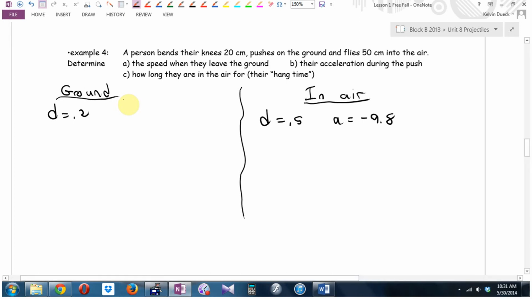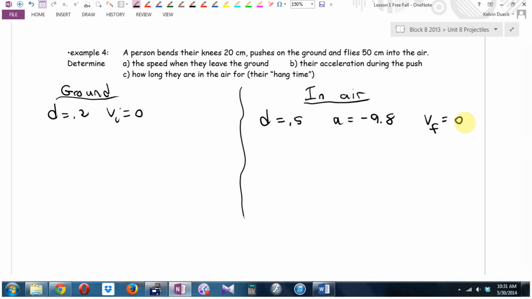What else? VI? For which one, ground or air? What's VI, ground? On the ground, I'm starting at rest. Okay. What else do I know? VF for the air? What's VF in the air? At the top, I'm going 0 for a split second? Okay. How many things do I have in the air section there? 3. You know what? If I got 3, I can find 4.